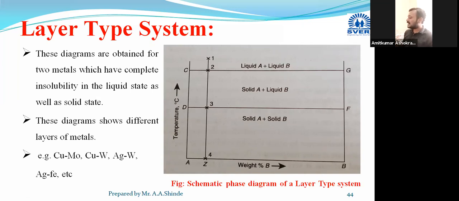Depending on the densities, you will get the layers. The denser metal will be present at the bottom, which means layers will be obtained. If you observe this type of alloy under the microscope, you will see the layers: first silver layers, then iron layers, like that. Both metals are clearly visible, and you can identify them. It is silver, it is iron, or it is copper and molybdenum, or silver and tungsten. So layers of metals will be obtained in this layer type of system.